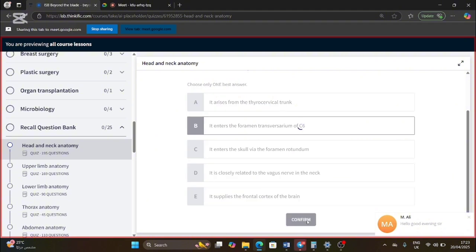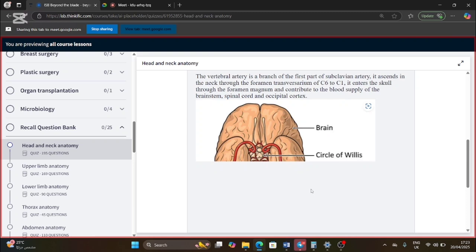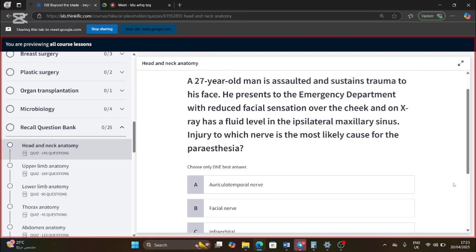Okay, yeah. That's correct, right? It enters at C6. Of course, C7 doesn't enter through it. Okay, yeah, can you read this?